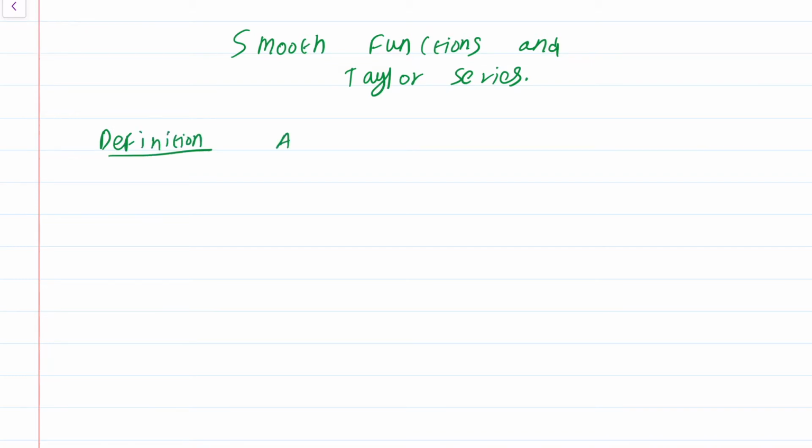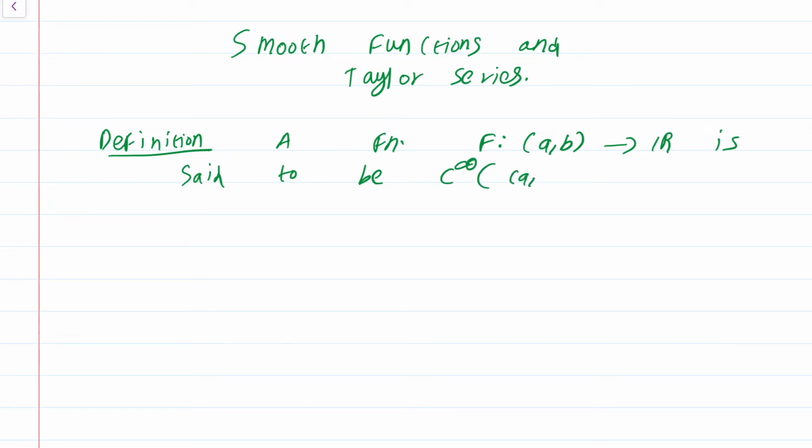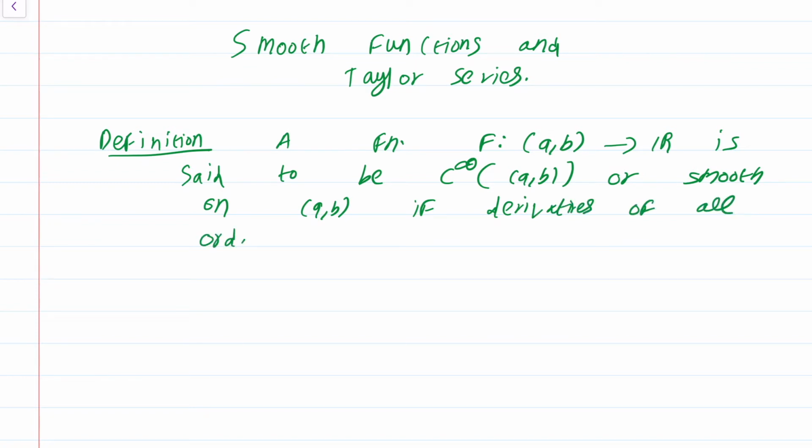Definition: a function f from (a, b) to R is said to be C infinity of (a, b), or just smooth on (a, b) if all derivatives of all orders of f exist and are continuous in (a, b).